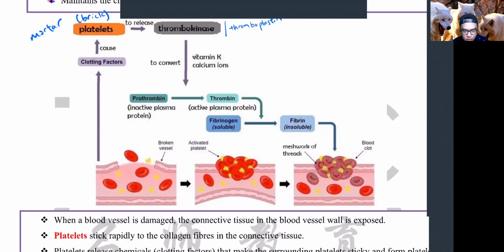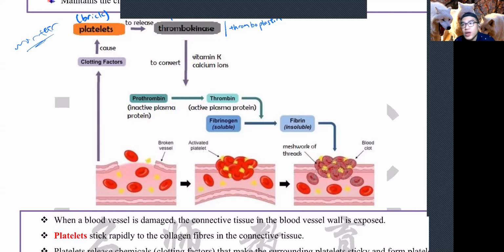Now let's say you are bleeding, you need to make this mortar. So how does it start? Everything starts from this thing we call thrombokinase, or thromboplastin. This one you must memorize. What is this? This is a protein floating inside your blood. We call it thrombokinase, or in your book, it says thromboplastin.